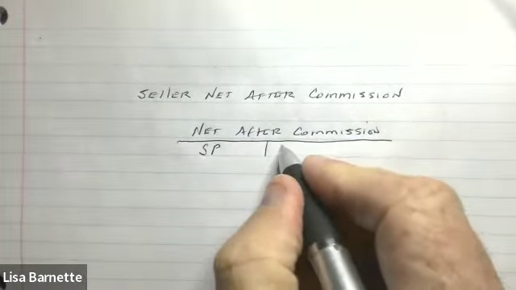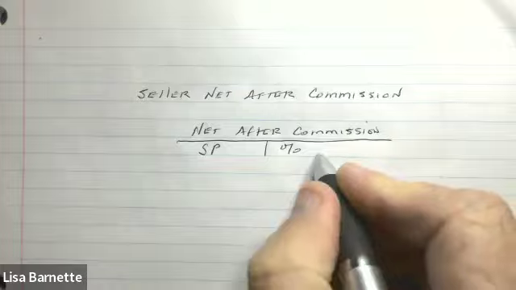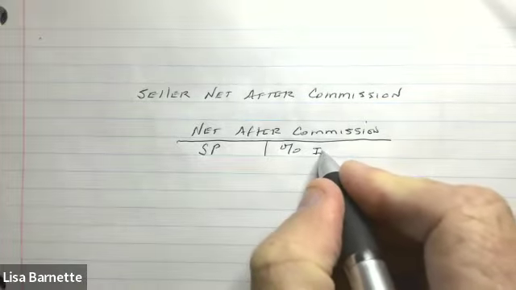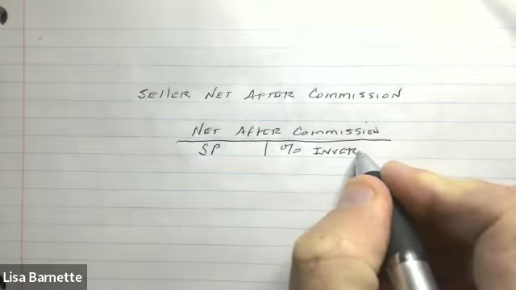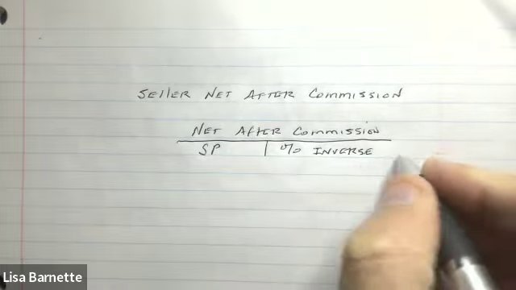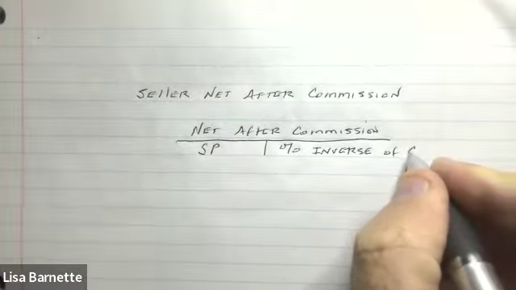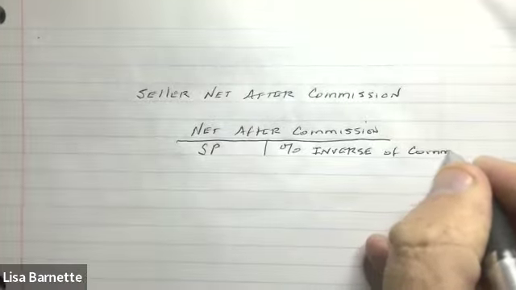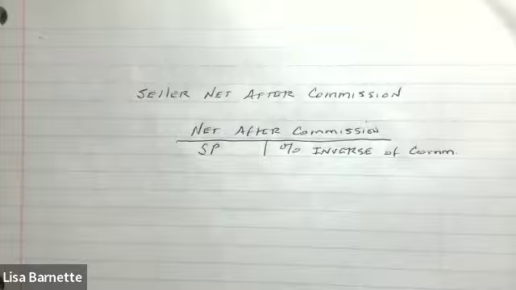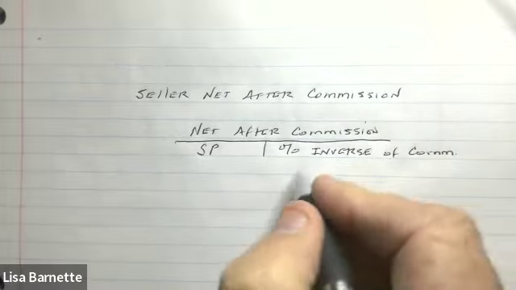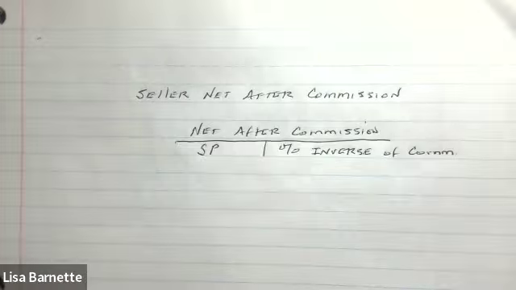In the rate box, we're actually going to put the inverse of the commission. I'm going to go ahead and write that out: inverse of commission. We oftentimes think of the commission as being 5% or something to that effect. Well, in this problem, you don't use the 5%, you actually use the inverse of that. So 100 minus that.